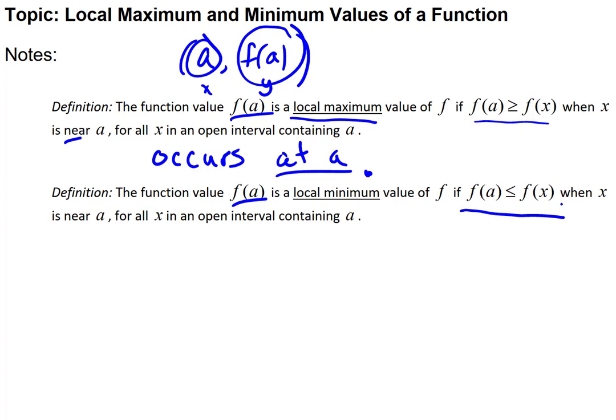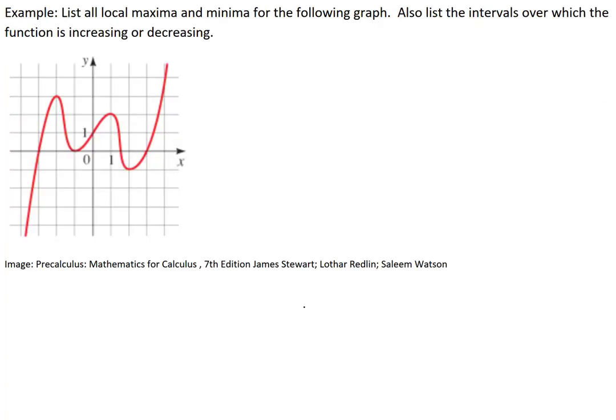And so we'll take a look at a picture of a graph that will help put some examples to this definition. This first example wants us to list all local maxima and minima. You'll see those words ending in a. That actually means that they are plural. Minima is plural for minimum. We don't say minimums, we say minima. Same thing with maxima.